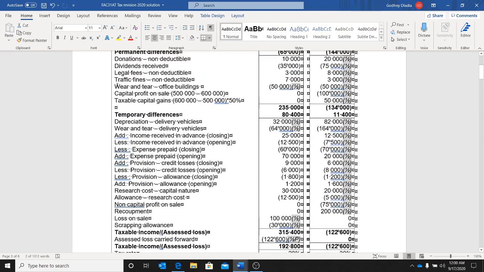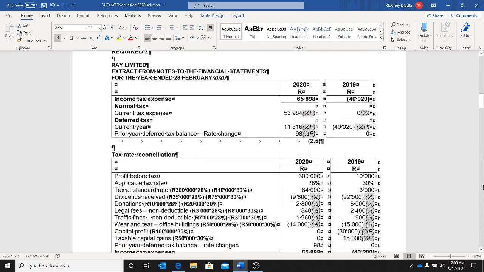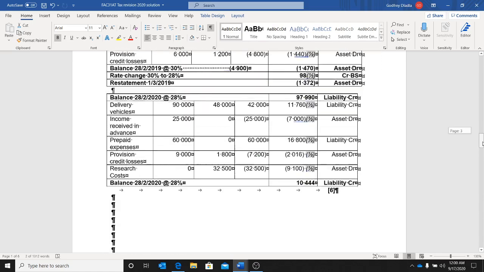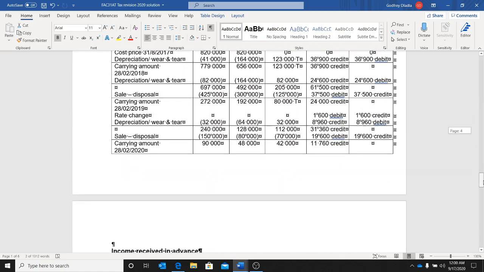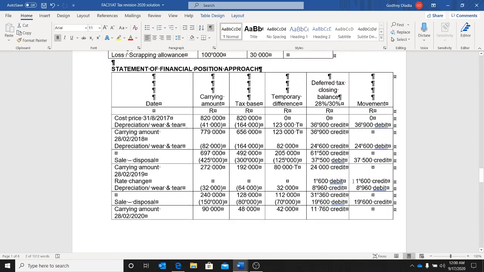Now, what you need to understand is that everything under temporary differences, meaning under this heading, represents deferred tax. So every time you want to calculate a rate change, you'll see here we've calculated a rate change, which is this one. But this rate change only represents one thing, PPE.